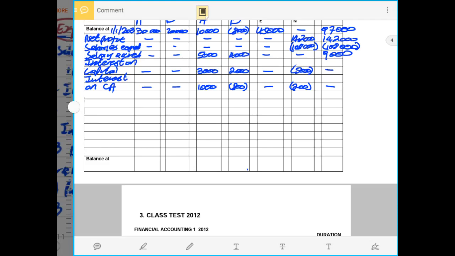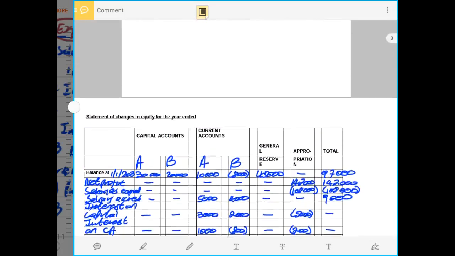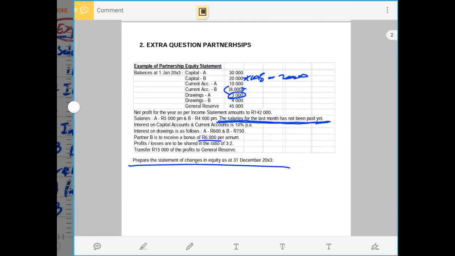So interest on capital is taken into account, and interest on current account has been taken into account. Now we have to check for another entry to consider. This has been captured, this has been captured, this has been captured. We have to record the interest on drawings.